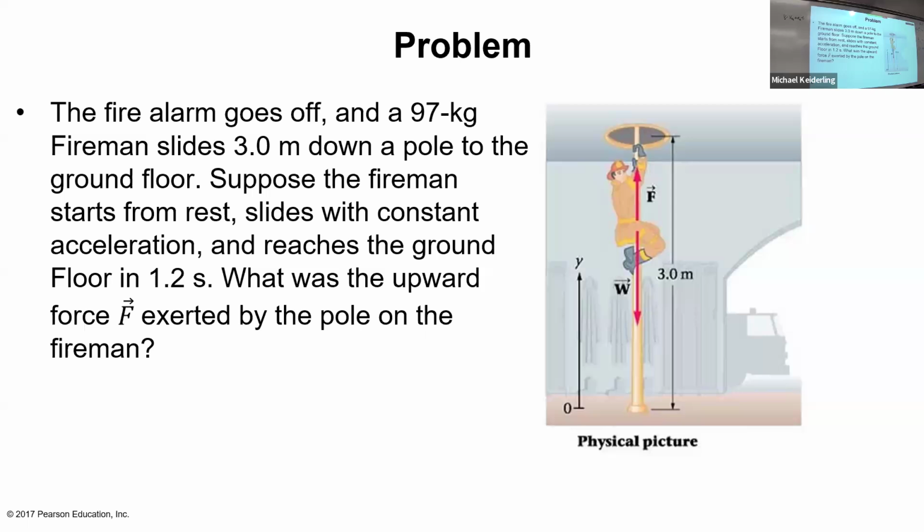So here we have a problem with weight. The fire alarm goes off. A 97-kilogram fireman slides 3 meters down a pole to the ground floor. Suppose the fireman starts from rest, slides with constant acceleration, and reaches the ground floor in 1.2 seconds. So the useful equation here is going to be y equals y naught plus v naught y t plus 1/2 acceleration y t squared.